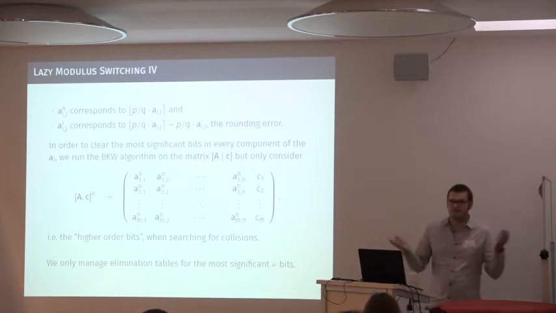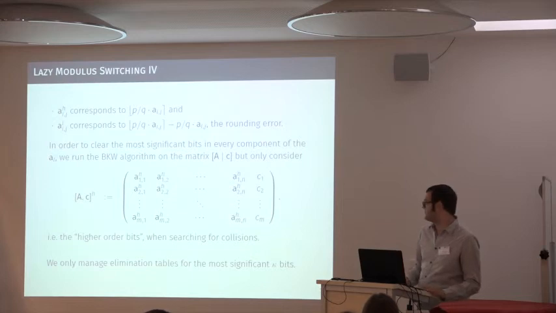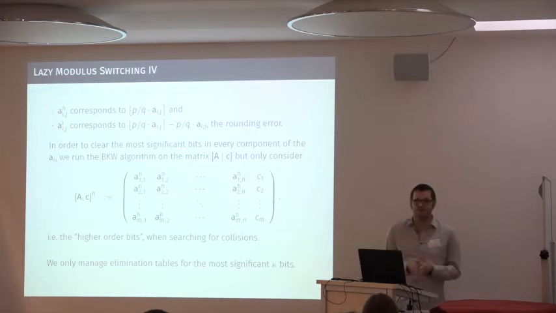You do arithmetic in high precision, you check for collisions in low precision. Right? And so this way you only manage these tables for the most significant kappa bits, and so your tables get smaller.